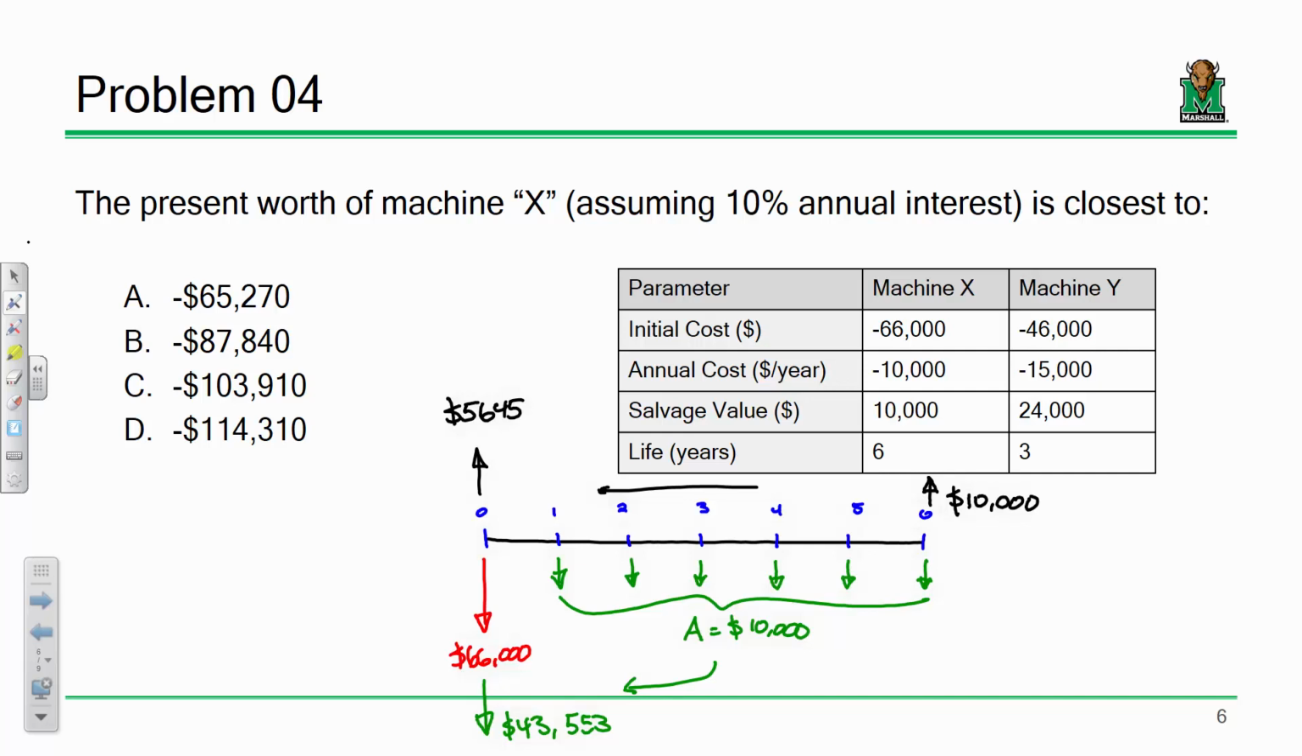Adding up all your present values. This is a perfect example where getting everything back to year 0 is a simple way of doing an economic assessment. Think: the $66,000 and the $43,000, that's money out of my wallet. The $5,600, that's money into my wallet. So how much ultimately is the present worth of this machine? Just add all those up. Say it again. Negative 103,908.